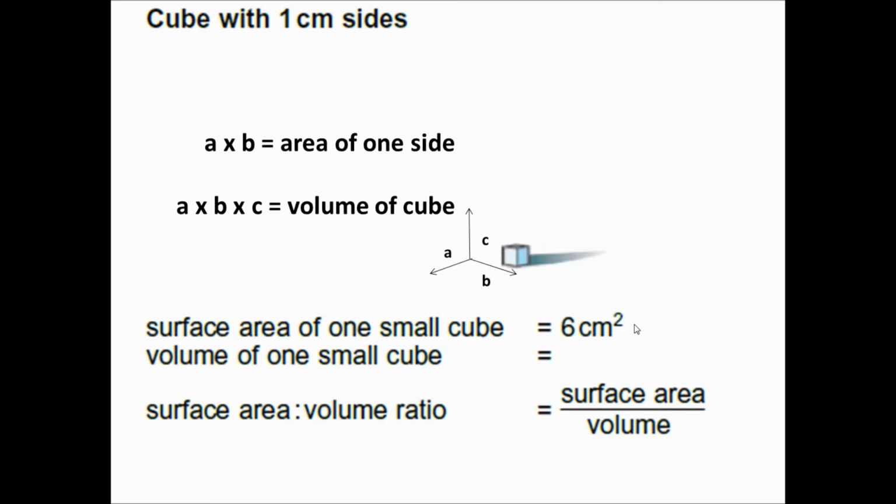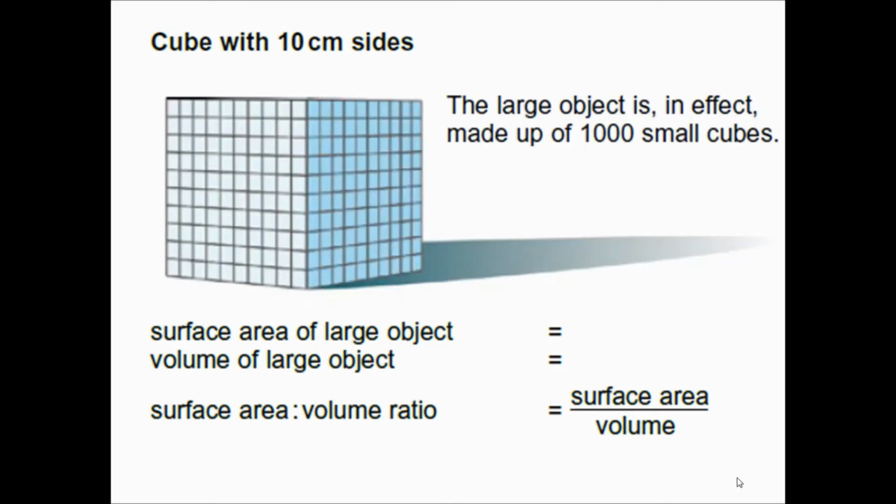The volume then, let's see if you can work out the volume. Pause the video now. Okay, you should have worked out that the volume is actually 1 centimeter cubed. Again, it's imperative that you include the unit. The surface area to volume ratio allows you to compare cubes of different sizes together. So if we divide the surface area of 6 divided by 1, we end up with a surface area to volume ratio of 6. Okay, let's compare it with this cube which has 10 centimeter sides.